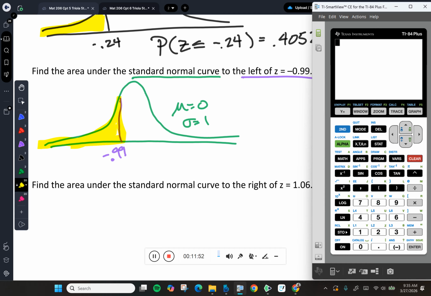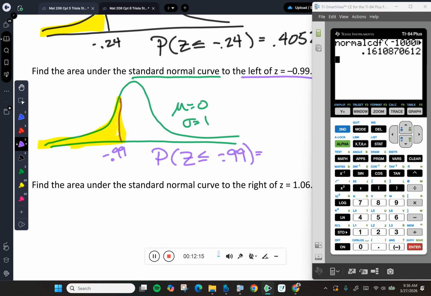So I grab my calculator, go to my distribution menu, normal CDF, no lower limit given, so I use that negative big number. My upper limit is negative 0.99. I paste, and I get a 0.1611. So then the probability that z is less than or equal to negative 0.99 is 0.1611.